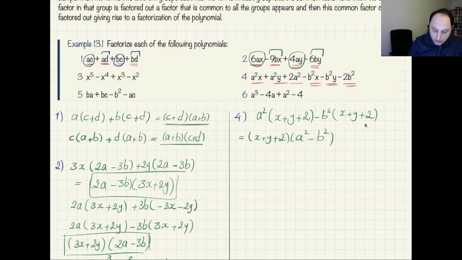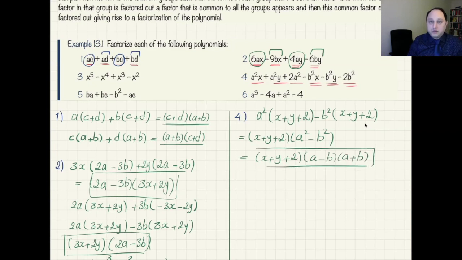I have to continue. So the answer would be x plus y plus 2, and then I will factorize the second term using the conjugate pattern. So it becomes a minus b times a plus b. So that is the final form for factorizing this polynomial.